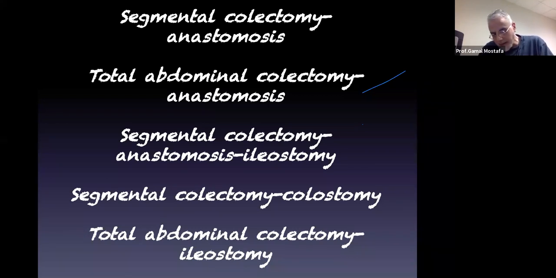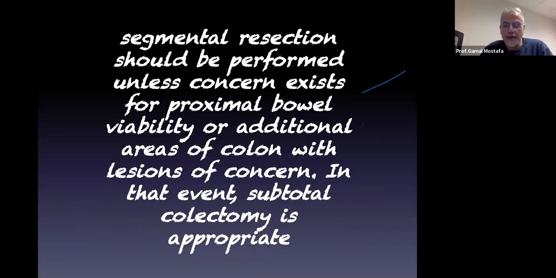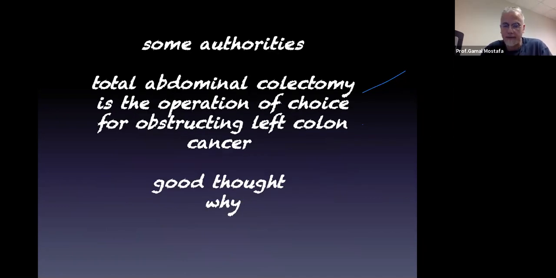Segmental colectomy and colostomy, if you're believing in bowel prep and you don't want to do a primary anastomosis. If you're still a believer in bowel prep, but you want to make your future operation much easier, you don't have to go to the pelvis, do a segmental colectomy, do a primary anastomosis, and do an ileostomy to protect it. So there are options. So segmental resection should be performed unless cancer exists in the proximal bowel. If viability is in question, you should probably do segmental colectomy. I wouldn't do total abdominal colectomy.